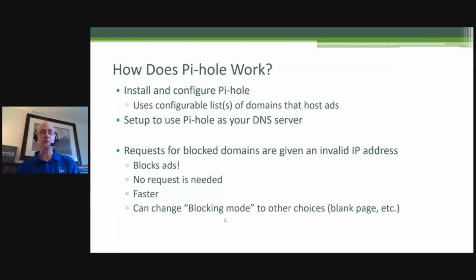What Pi-hole will do is act as a local DNS server. I set up my router to use my Pi-hole for DNS. So when you go to www.example.com, it will go to Pi-hole. Pi-hole will look up its lists and say, is this a domain we don't want you to go to? If it doesn't want you to go there, it will actually give back an invalid IP address. It'll essentially say, this host isn't known, which is nice because it effectively blocks the ads. There are no requests that actually happen because there's no IP address to contact, so it's faster. There are other ways to do the blocking mode, but that's the one I'm using.